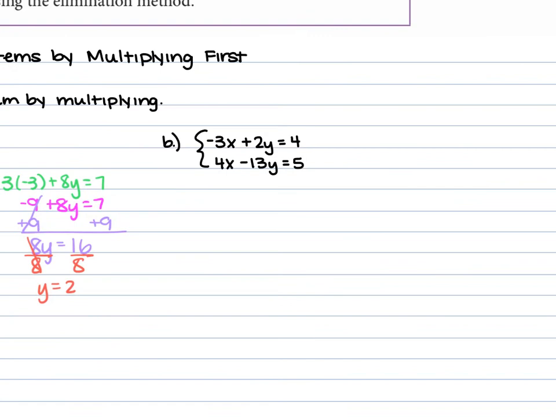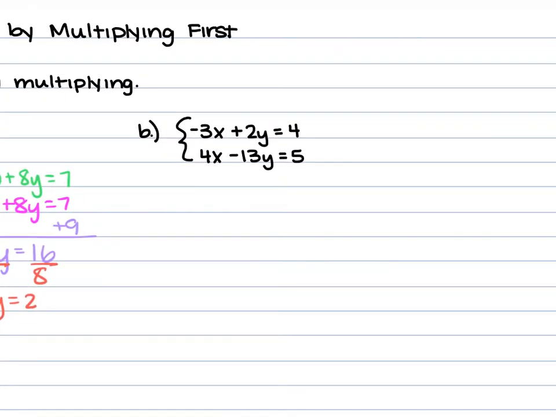For B, we have negative 3x plus 2y is equal to 4, and 4x minus 13y is equal to 5. So I would look at your numbers that are smaller coefficients. So I have a negative 3 and a 4. In order to cancel those out, they are opposites. We can go ahead and multiply the 3 by something and the 4 by something. You want to look at their least common multiple. So the least common multiple between negative 3x and 4x is 12x. So we are going to multiply the top by 4 and the bottom by 3.